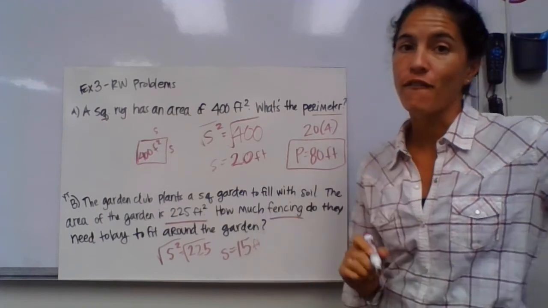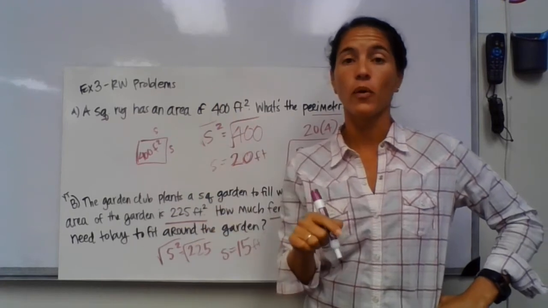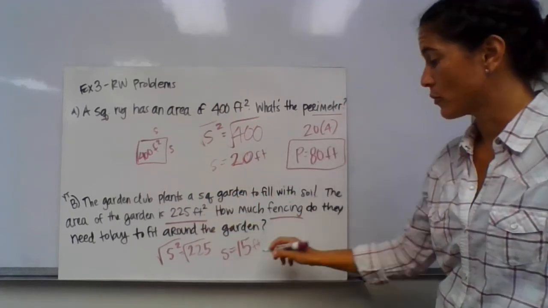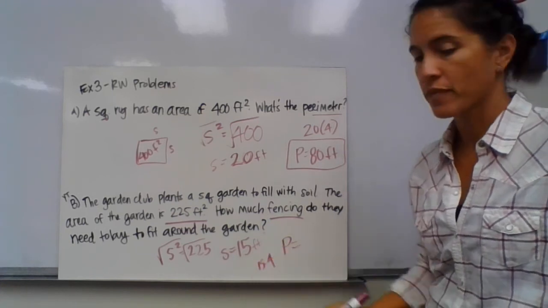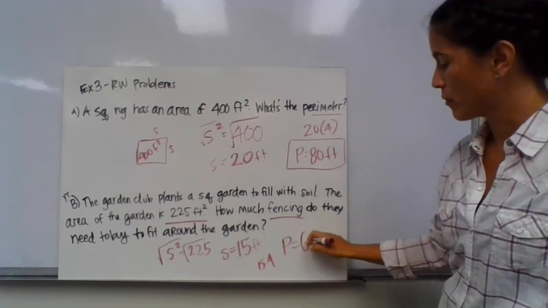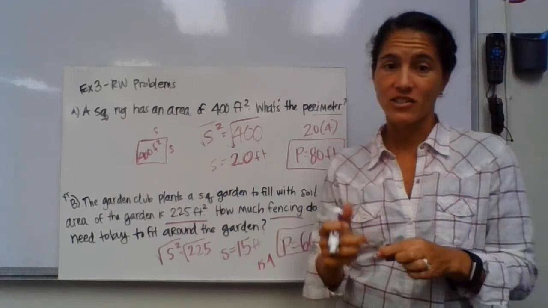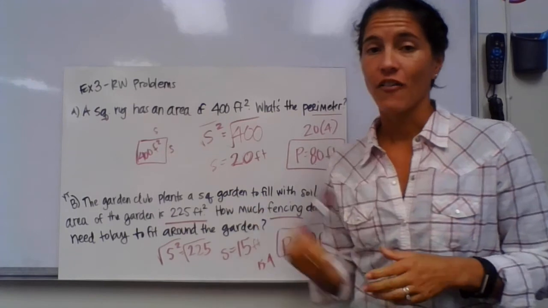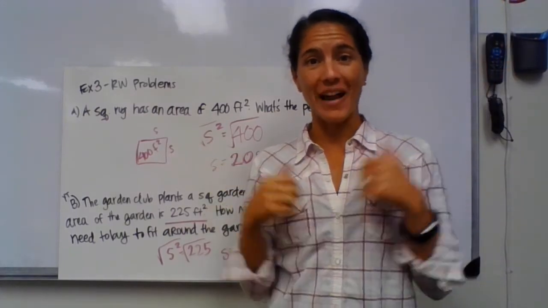Now the question is, how much fencing should go around? So fencing would go around the garden, which is also known as the perimeter. So the perimeter would be 15 times 4, so the perimeter would be 60 feet for the fencing. So they need 60 feet of fencing. Okay? Well, that was quick, but we will practice more in class.